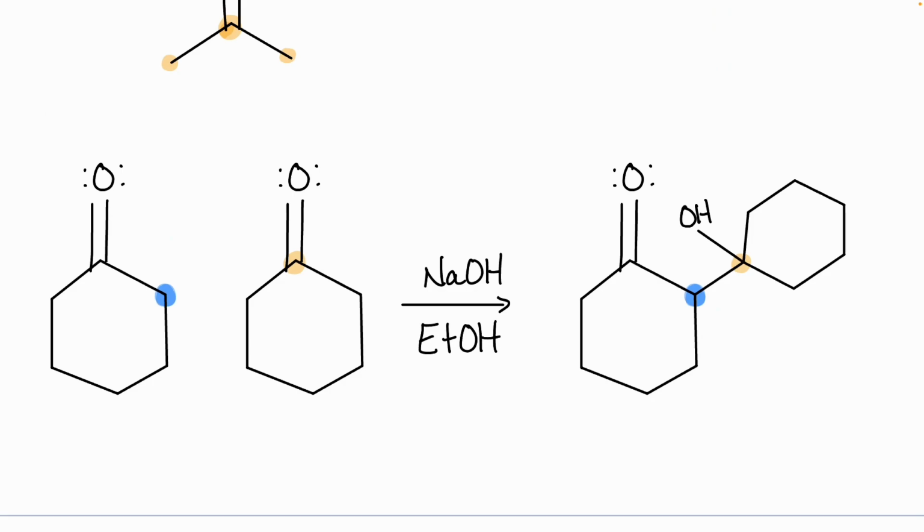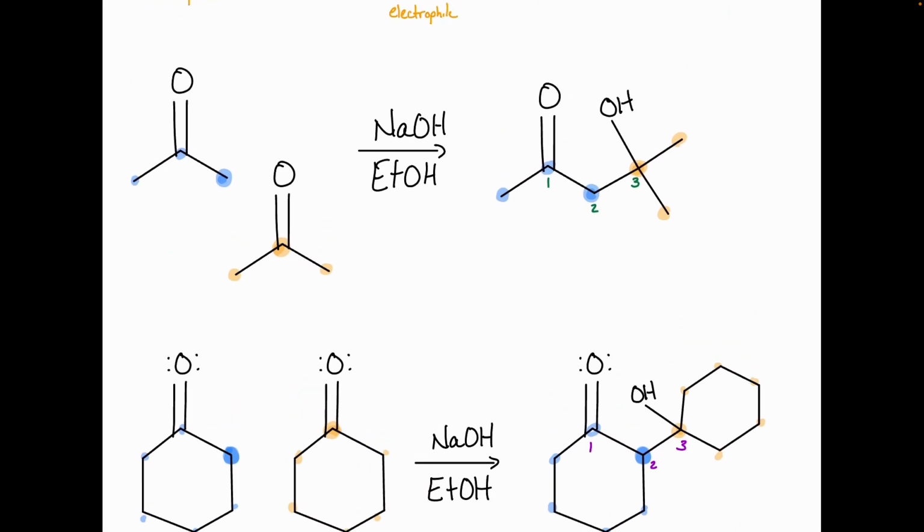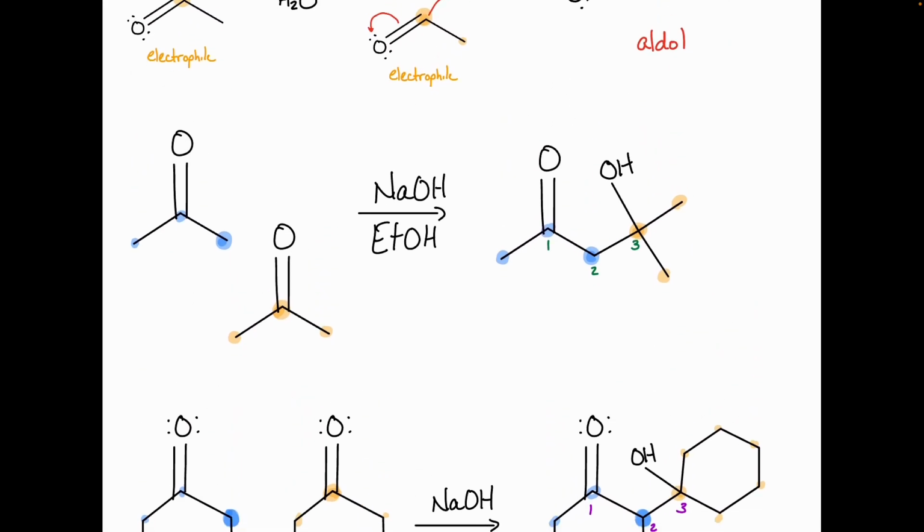So again, our two checks. I have 1, 2, 3, 4, 5, 6 carbons from my nucleophile, and 1, 2, 3, 4, 5, 6 carbons from my electrophile. And I have these two functional groups spaced 1, 2, 3 carbons apart from one another. So these were called aldol addition reactions.